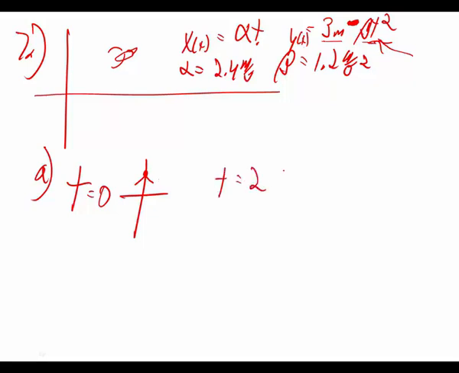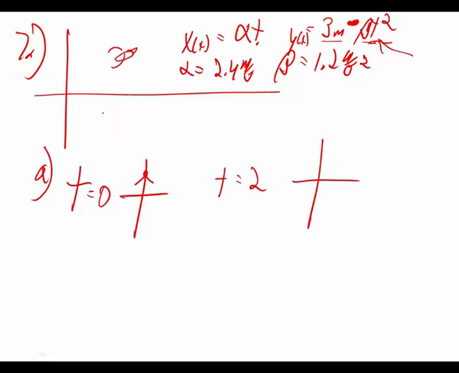At time equals 2 seconds, what would it look like? Okay, plug in a 2. 2 times 2.4 is what? 4.8 in the x. What is it here? Well, 2 squared is 4, times 1.2 is what? That's a negative 4.8? So 3 minus 4.8 is a negative 1.8, is that right?